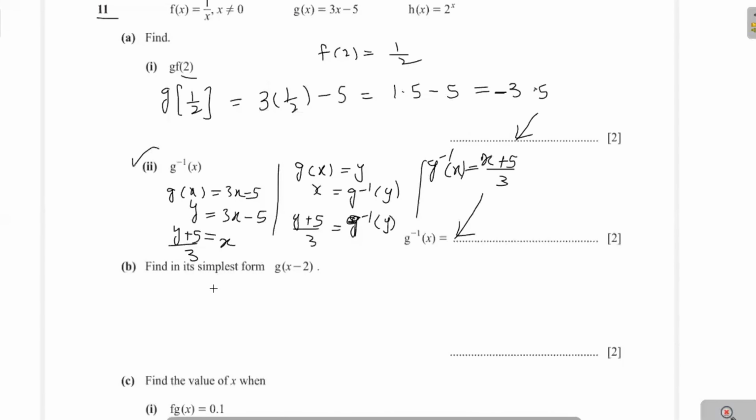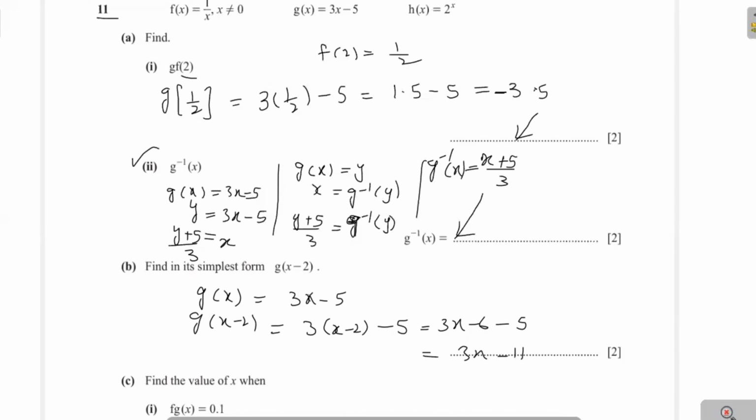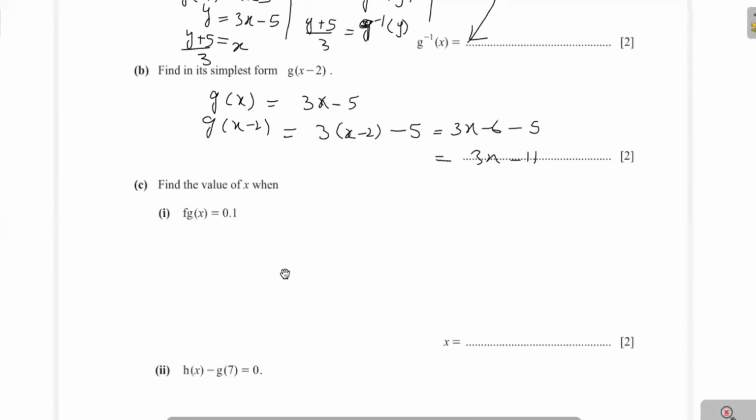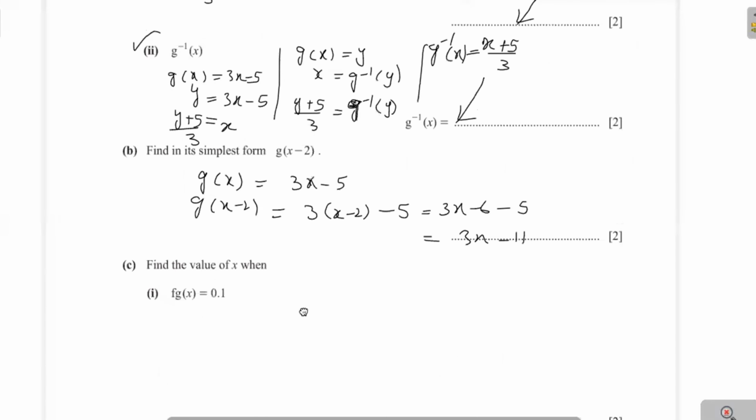Next is the find B part, the simplest form of g(x − 2). You know g(x) equal to 3x − 5. Now g(x − 2) will be equal to 3 into, we replace x with x − 2, we write 3 into (x − 2) − 5. This value will be equal to 3x − 6 − 5, and this equals 3x − 11, which is the answer.